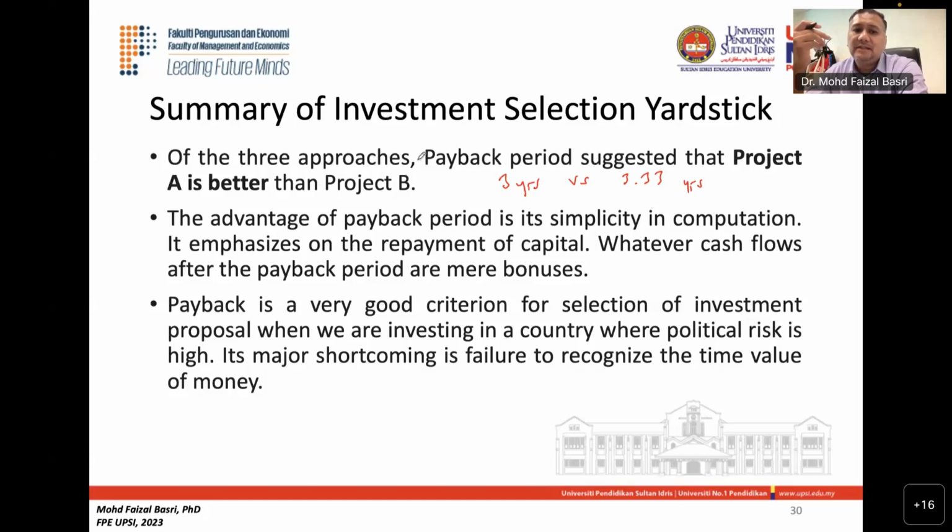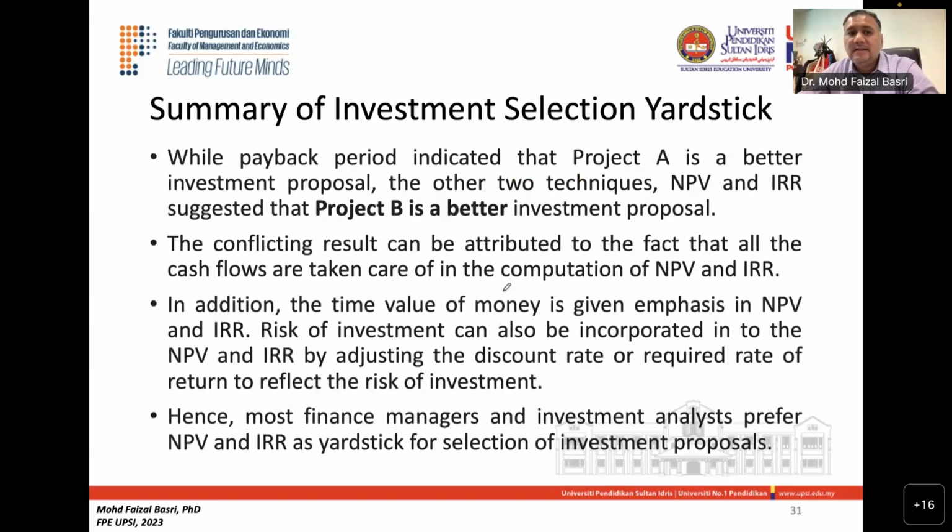However, it is not wise to use payback period alone, because, like I said, it disregards the time value of money aspect of it. So therefore, we use NPV and IRR. And based on these two techniques just now, obviously we saw that project B is better because it has a higher NPV and a higher internal rate of return.